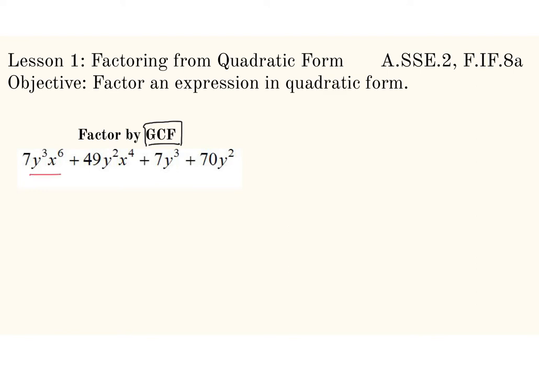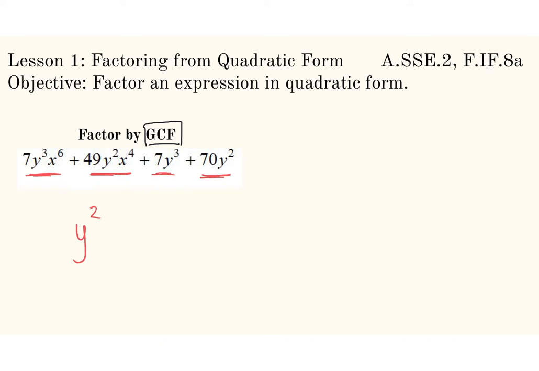So in my first term, I have 7, I have y's and I have x's. I have 49 y's and x's. I have 7 and y, and I have 70 and y. So I notice that y is common in each term. And now I have to figure out the greatest common. So there are at least 2 y's in each term. So that is a greatest common factor.